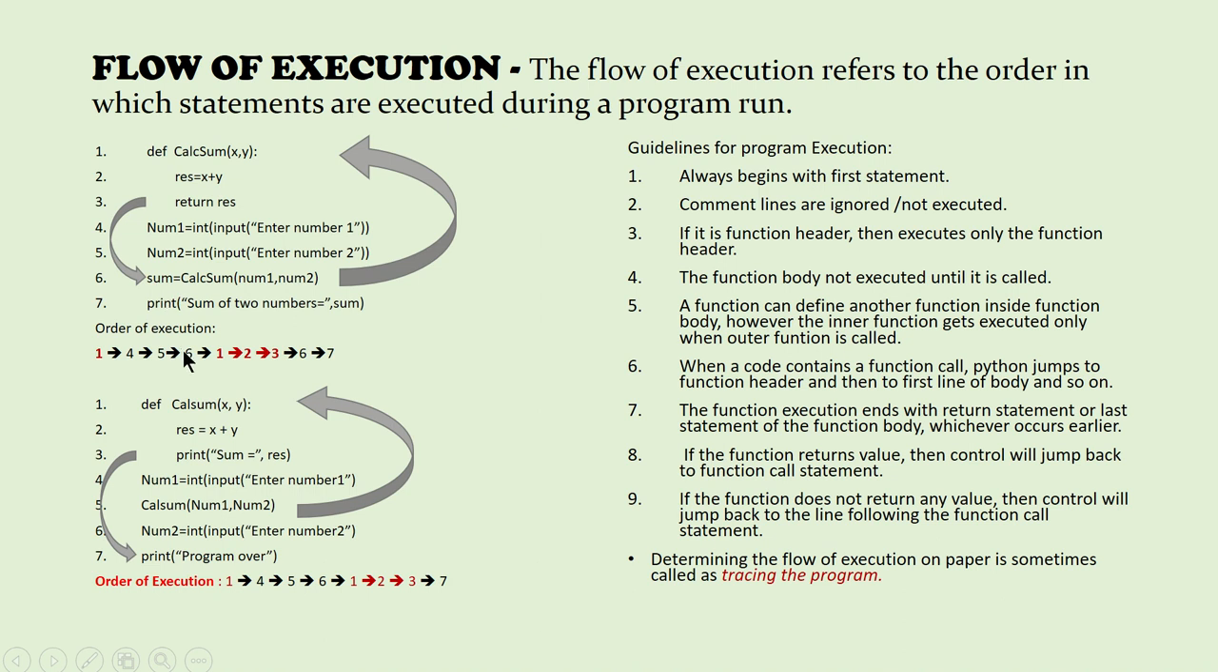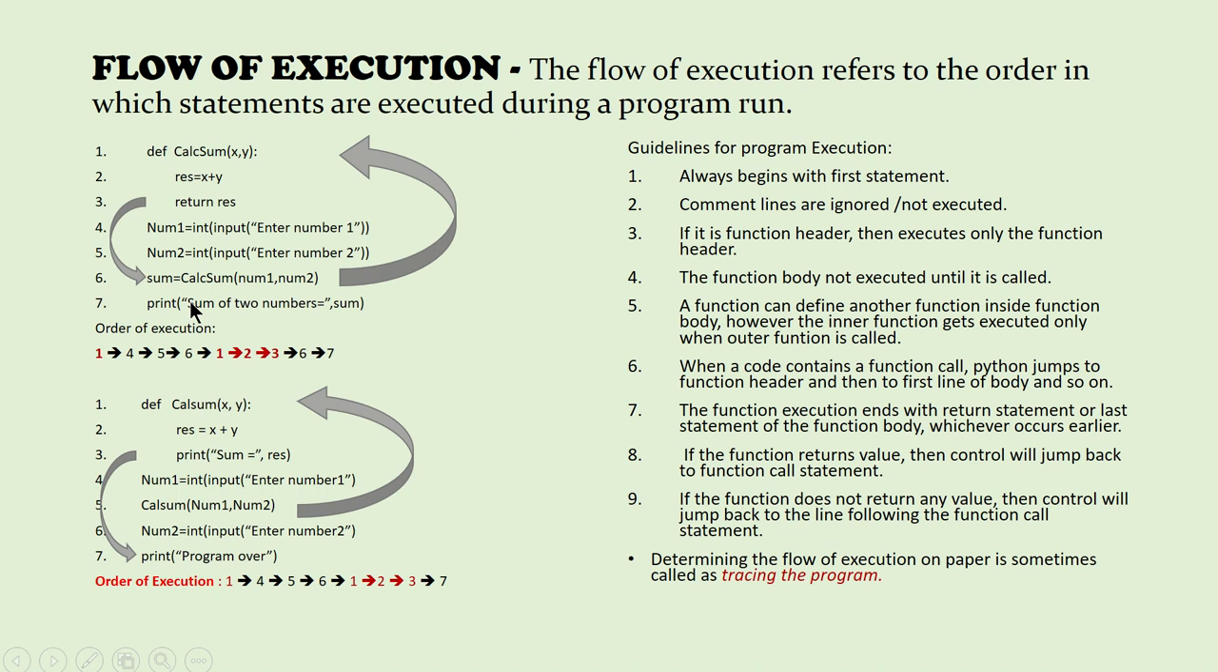Okay, so after 6 it will again come back to 1, 2 and then 3. After executing 1, 2, 3, it will execute the remaining statements, that is, 6 needs to be executed because an assignment is pending, so that will be assigned and then it will continue with the next statement, which is your seventh statement.